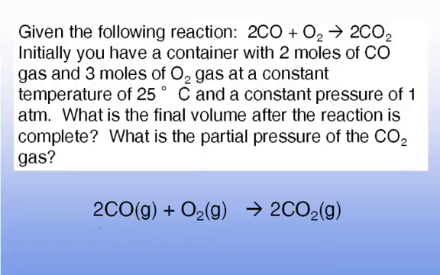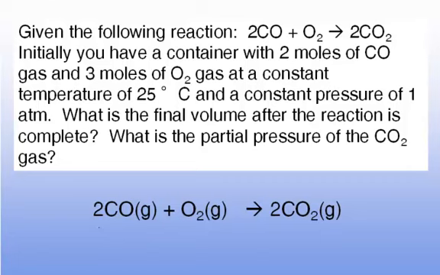This is an example of gas phase stoichiometry. Given the following reaction, 2 moles of carbon monoxide will react with 1 mole of oxygen to give 2 moles of carbon dioxide. Initially, you have a container with 2 moles of carbon monoxide gas and 3 moles of oxygen gas at a constant temperature of 25 degrees Celsius and a constant pressure of 1 atmosphere.